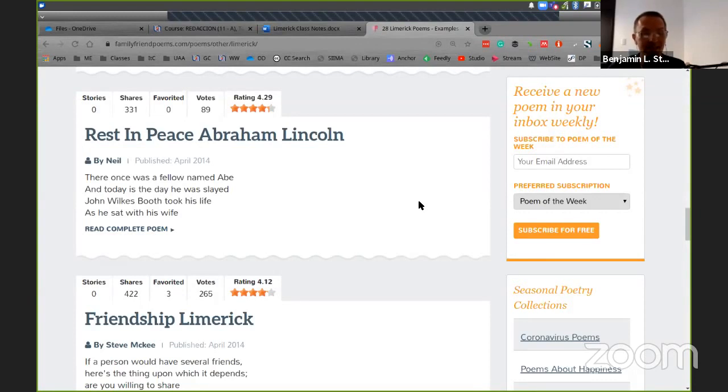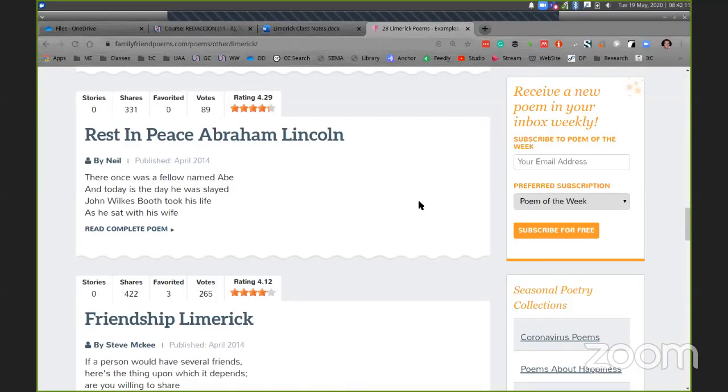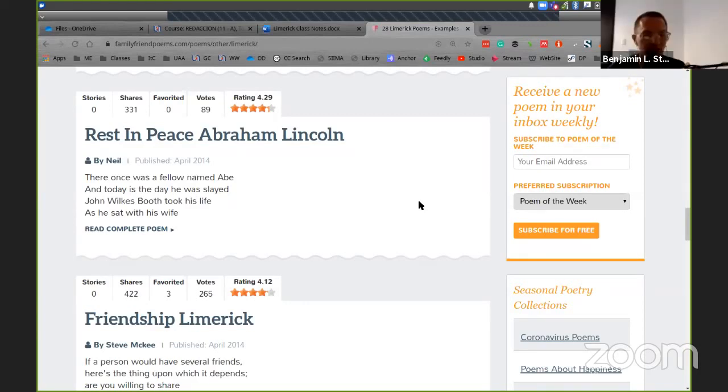Now the third line, da da da da da da. Anyone want to try the third line? And how many syllables in the third line? Six. Right, six. All right. So in this example, which words should we stress? Because we have to stress two words. So which two words do you think we should stress? Booth and life. John Wilkes Booth, right? So Booth and life.